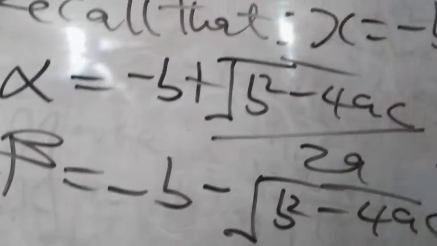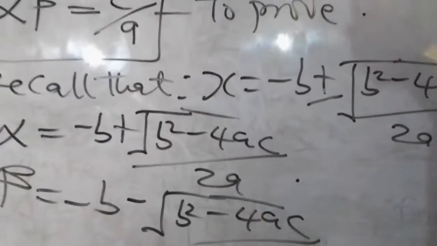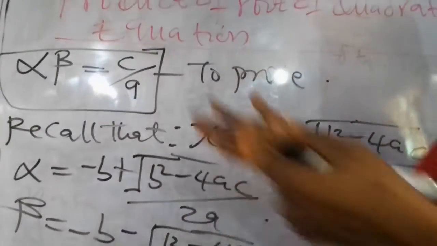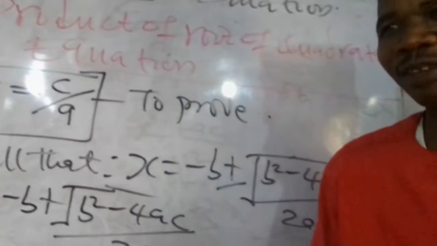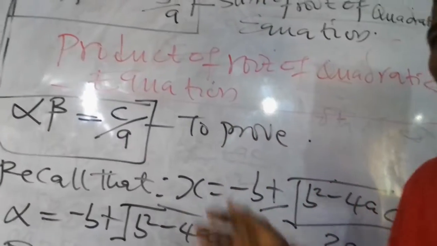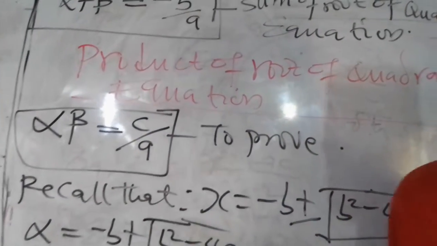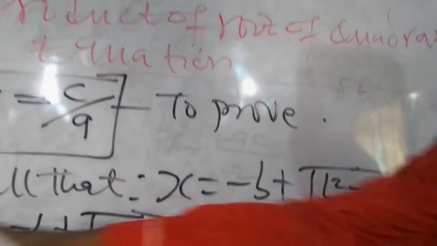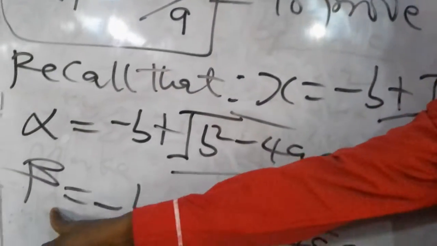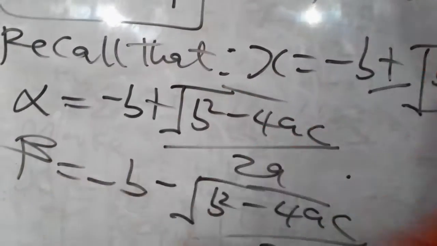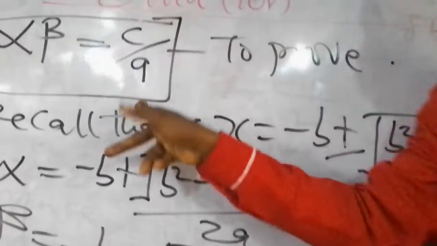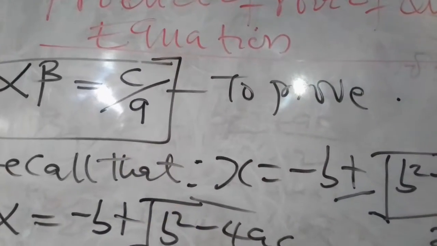Therefore, we multiply, we do expansion. We multiply alpha by beta. That is what we want to do. By the time we multiply alpha by beta, we are going to have c all over what? a. That is what we want to show.